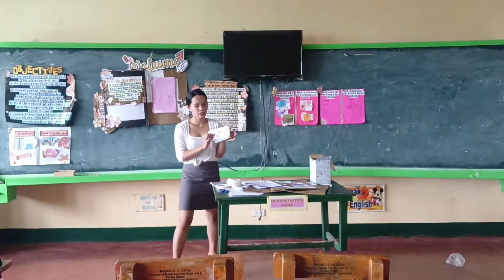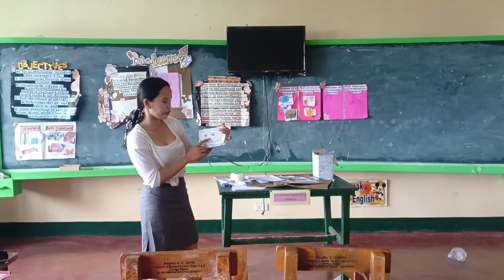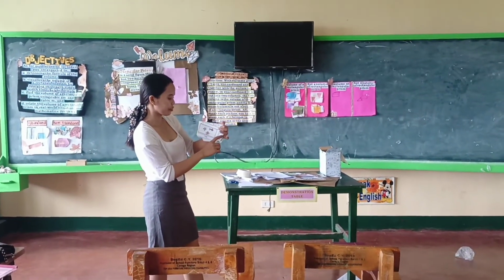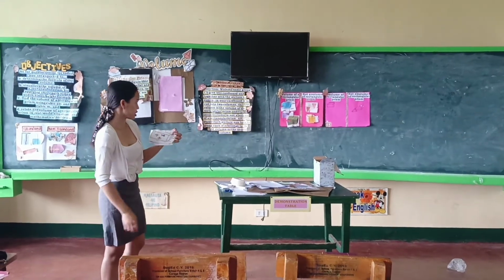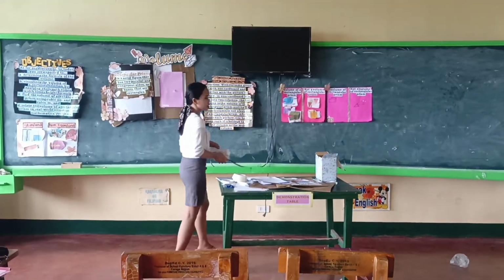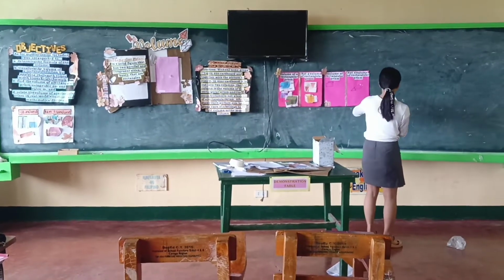So now let's try to solve this equation. If the height is 2.5 feet, the length is 4 feet, and the width is 1.5 feet. Now let us check your answer. It is correct.